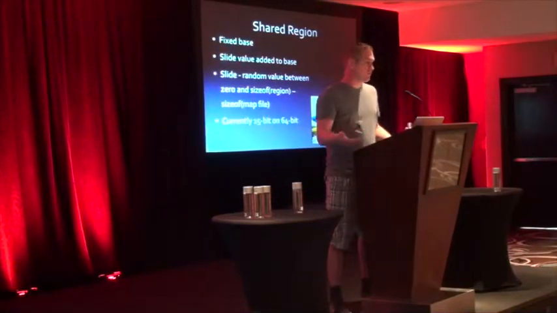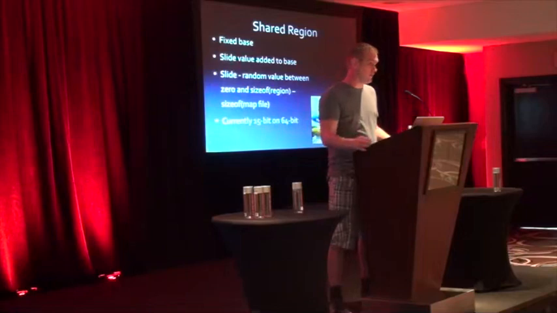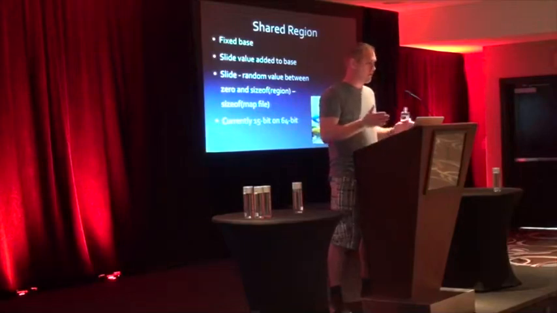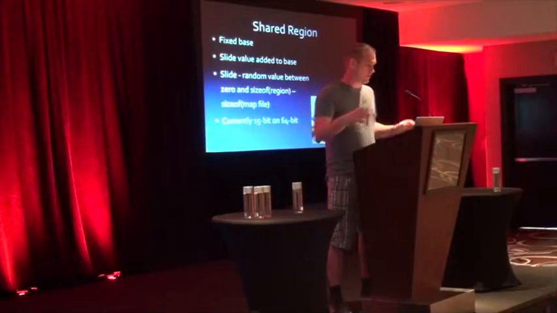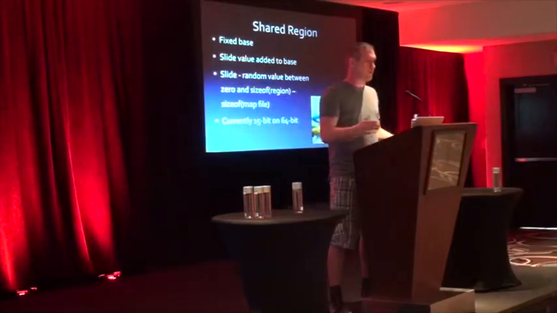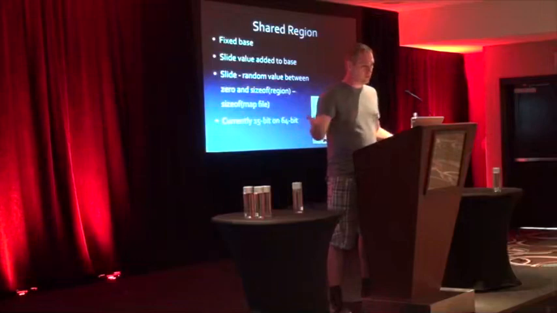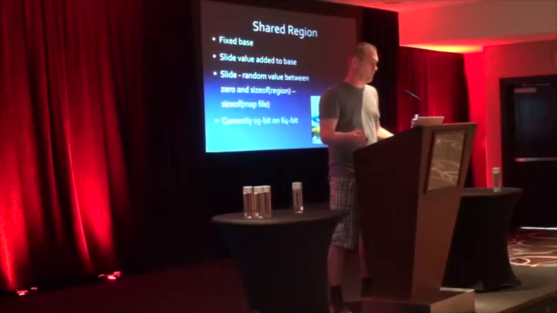So on both 32-bit and 64-bit platforms, the shared region is a fixed base, so the allocation occurs at a fixed base. But on 64-bit platforms, there's a slide added to the start, so the cache file won't be mapped directly into the start. And the way the slide works is they take the size of the file and the size of the shared region, and they subtract one from the other to get how much space is left, right? And so on current platforms, that leaves 15 bits to play with for randomization.